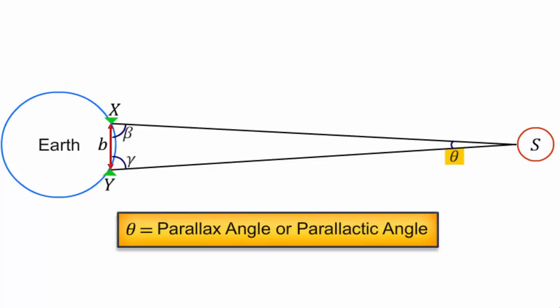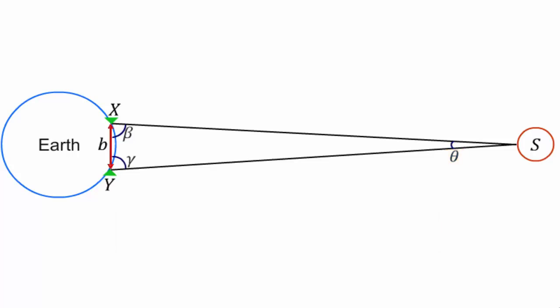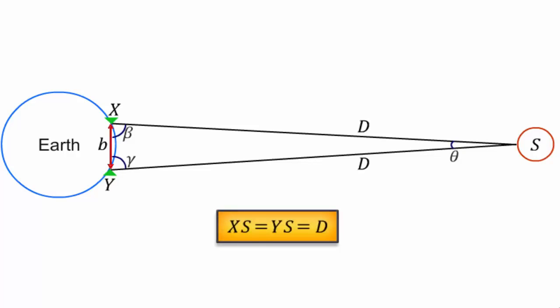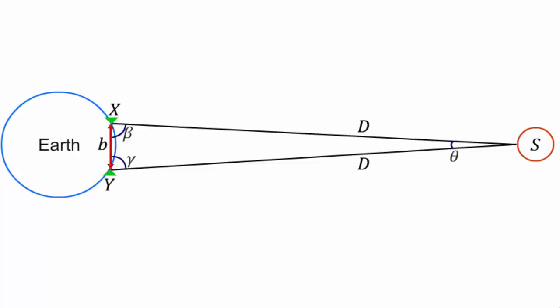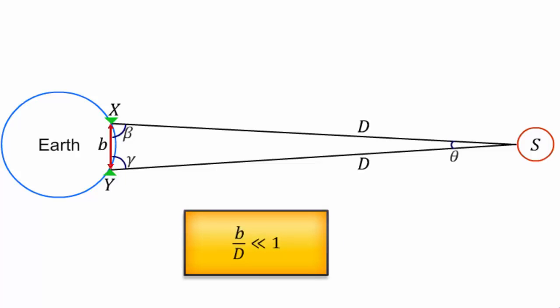As the planet is at a very large distance from the Earth, say D, its distances from the two observation points on the Earth, namely XS and YS, can be approximated to be equal. As D is large, the ratio of B to D is less than 1. This implies that the parallax angle theta is very small.